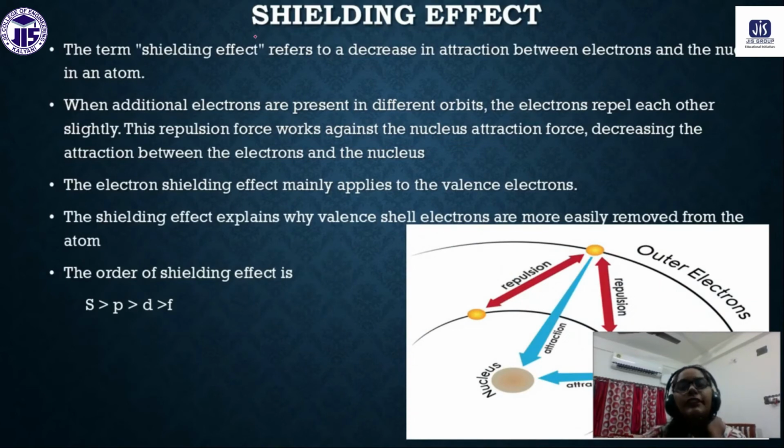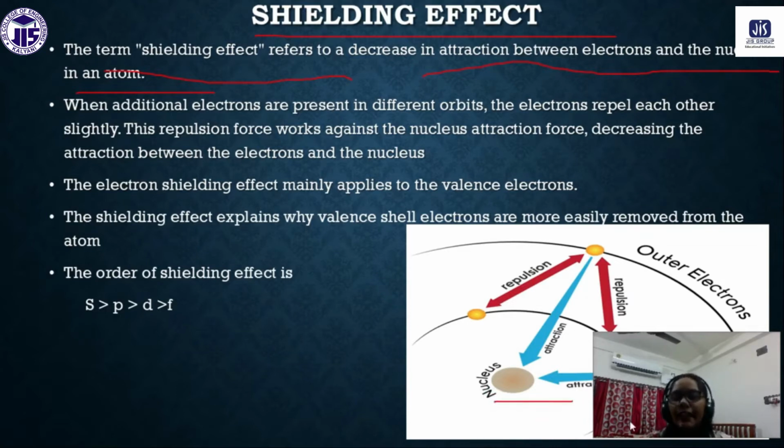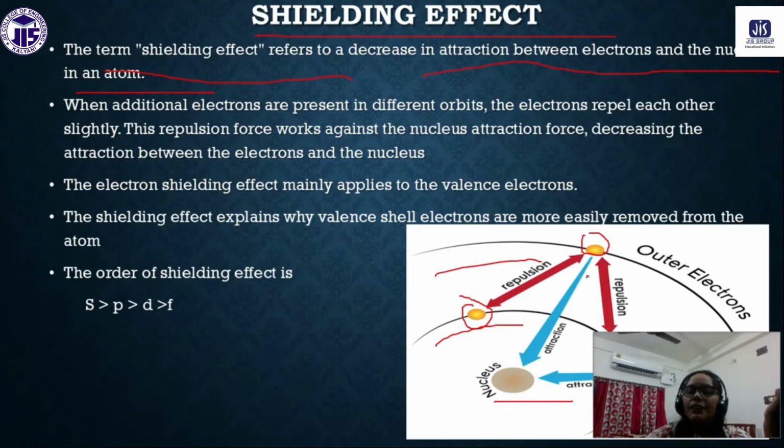Next, our topic today is the shielding effect. The term shielding effect refers to a decrease in attraction between the electrons and the nucleus. We have the nucleus, and around the nucleus we have the electrons revolving. These electrons are generally attracted by the nucleus. Now what will happen when additional electrons are present in different orbits? The electrons repel each other.